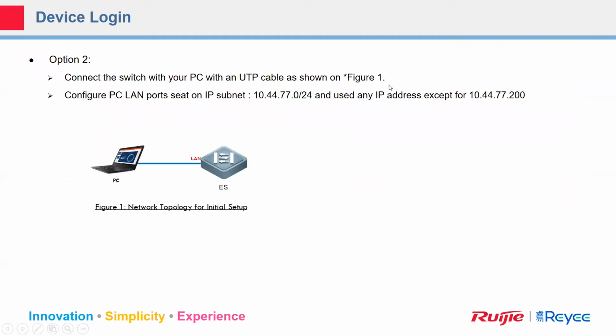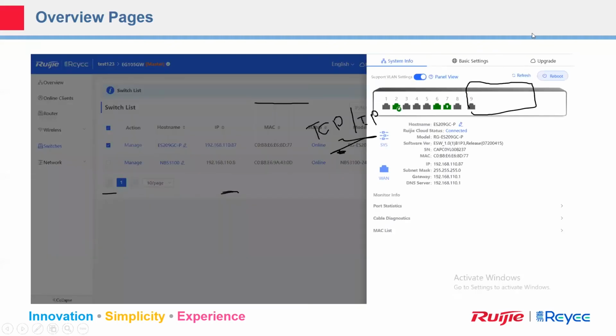Option 2 is directly connecting your ES switch to your laptop. For the TCP/IP configuration on your laptop, you make sure that you are on the subnet of 10.44.77.x, /24 is your subnet mask, and you log in to the switch from 10.44.77.200. It's a directly connected topology. Okay, this is how the switch looks.